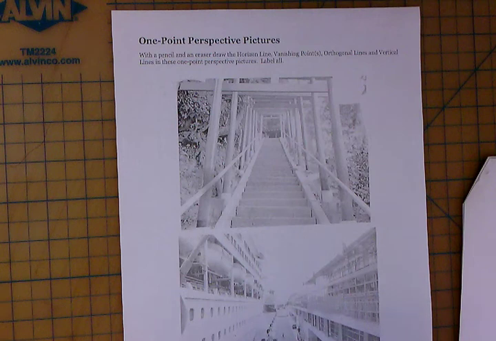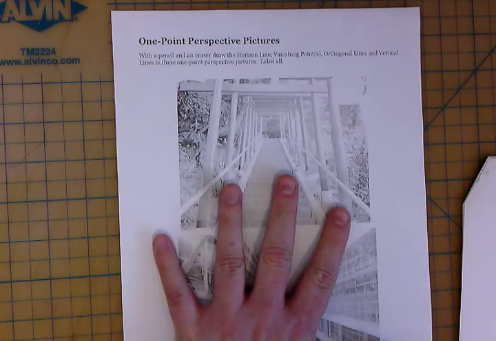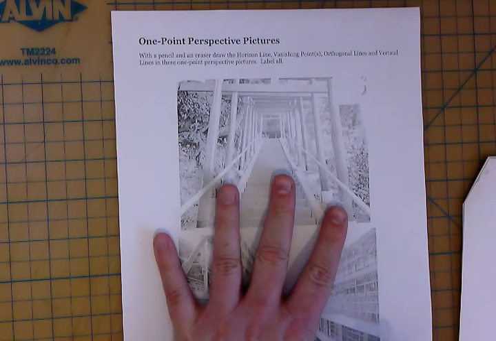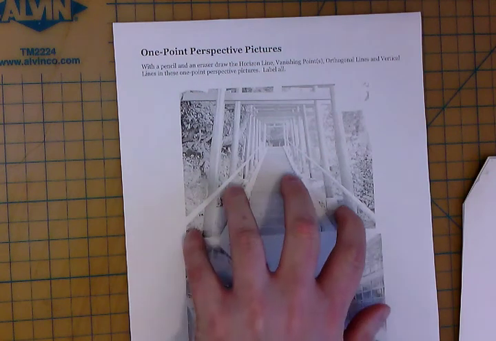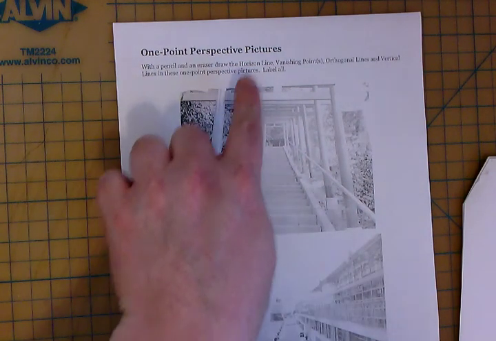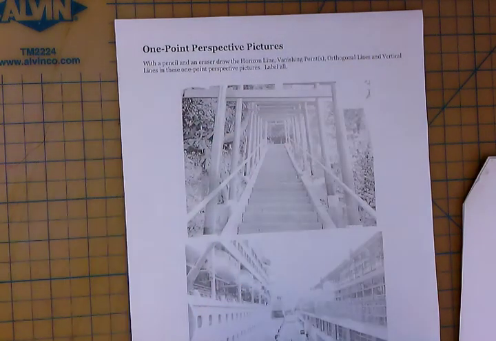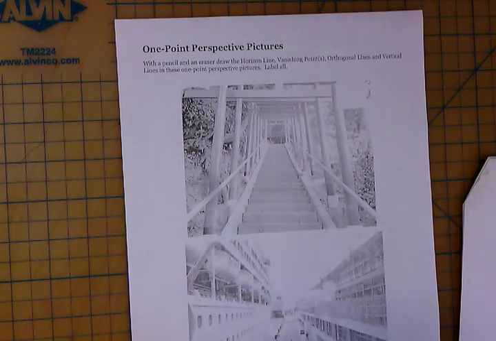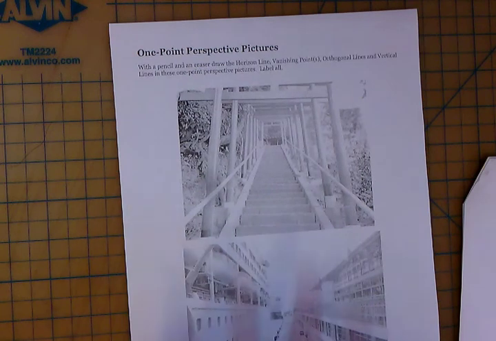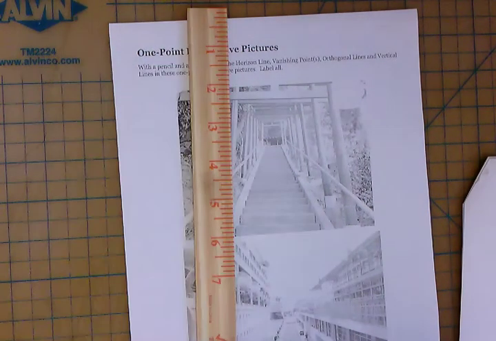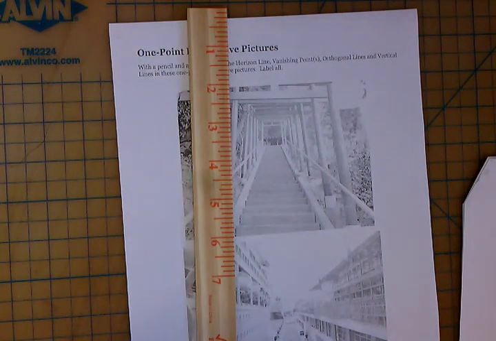All right, everyone. So we're going to go ahead and take care of our 1-point perspective pictures. Again, we are figuring out where our horizon line, vanishing point or points, orthogonal lines, and vertical lines are. We're going to label them all. We're going to do it together. So go ahead and grab your straight edge and grab a pen or a pencil.